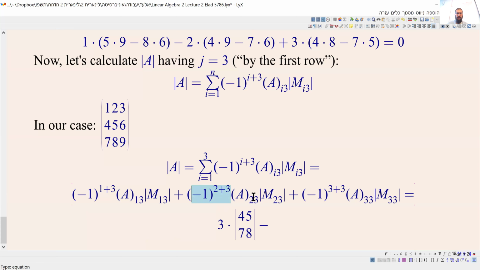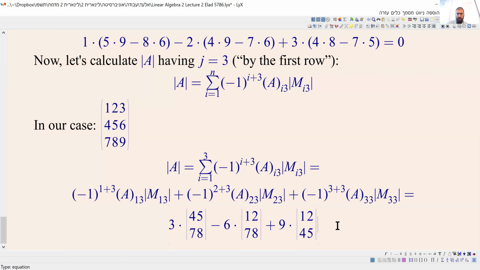It is minus because 2 plus 3 is 5. A23 is 6, multiplied by the 2, 3 minor, deleting the second row and the third column, which is 1, 2, 7, 8. The third one is plus, because it's minus 1 to the power of 6. A33 is 9, and the 3, 3 minor, deleting the third row and the third column, one gets 1, 2, 4, 5.